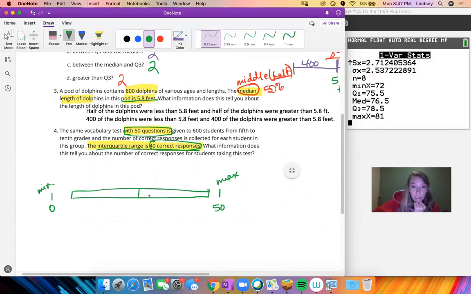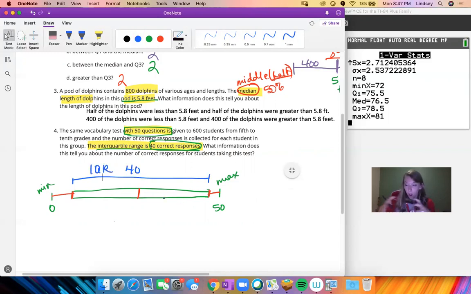I don't know any of the other information, so I'm literally just guessing. Everything in red is a guess. I don't know what those actual values are, but what I do know is that the length of this box is 40, because that's my IQR. Do you see how large the box is compared to our minimum and maximum?